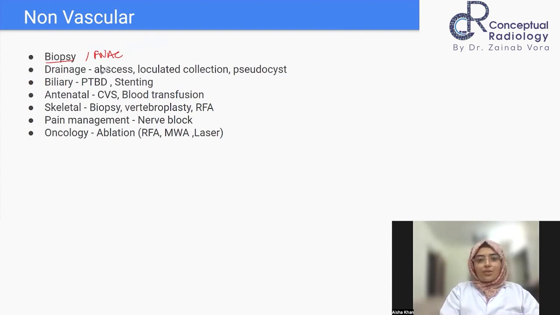Then we have the drainage procedures. You get a lot of abscesses, localized, loculated collections, pseudocysts, which have to be drained. Biliary procedures such as PTBD and stenting are also done in a lot of institutions nowadays. Then in fetal interventions, this is the new trend where you can go for chorionic villus sampling, you can do fetal blood transfusions, you can go for amniocentesis. All this is also in vogue nowadays. Then skeletal procedures, such as bone biopsy, vertebroplasty procedures, radiofrequency ablation.